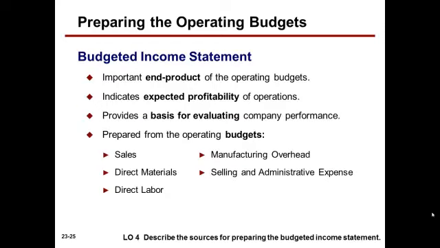The budget income statement is the final resting point of the operating budgets. It's an important end product. It indicates expected profitability of operation and will provide a basis for evaluating the company's performance.